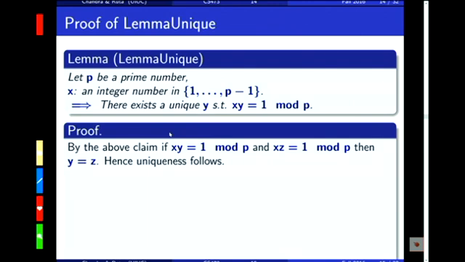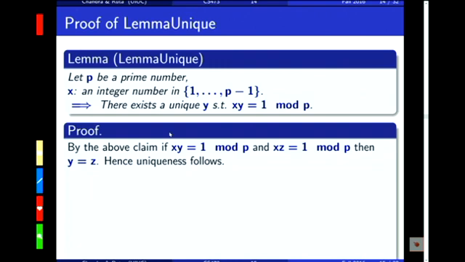But why should there exist a y such that xy equals 1 mod p? So I'm giving you x, and I'm asking about the existence of y. I'm giving you a number x between 1 through p minus 1. Why should there be some other number y from 1 through p minus 1 such that xy mod p is 1?